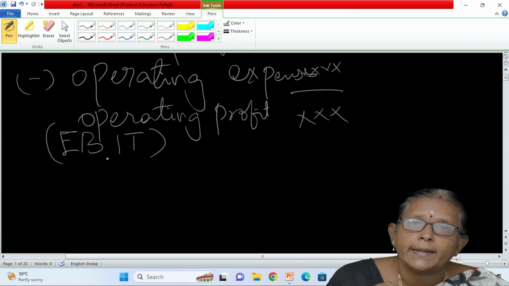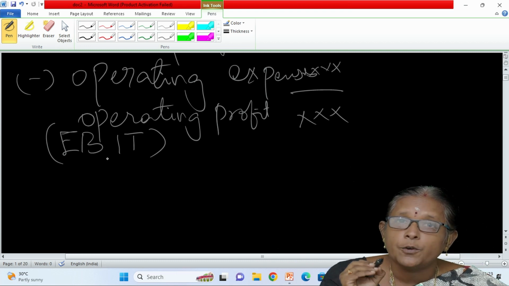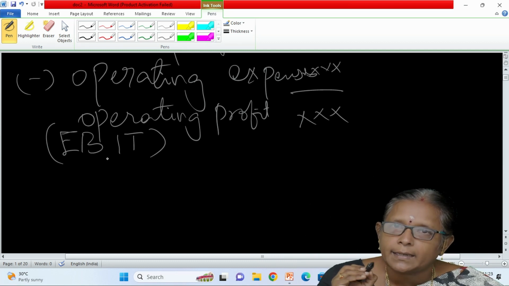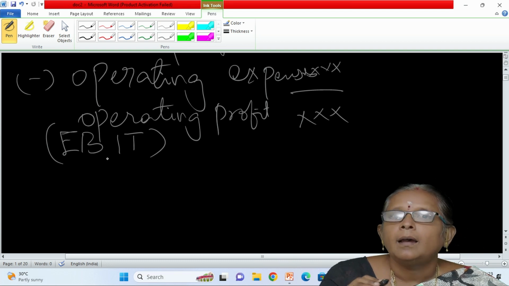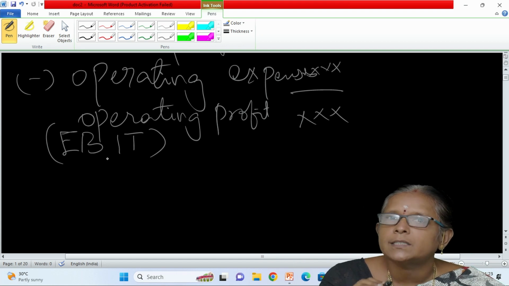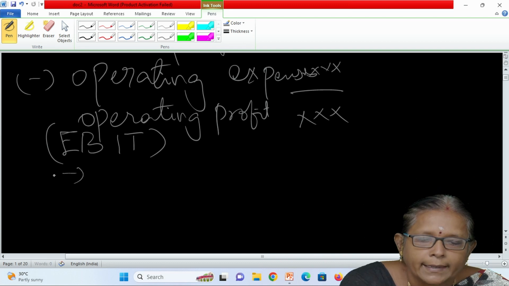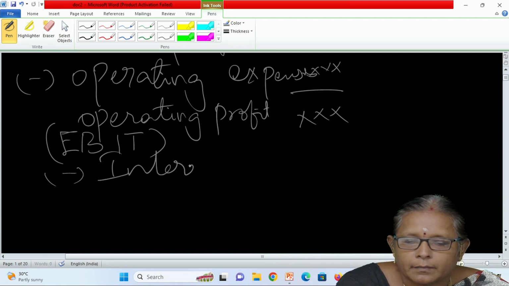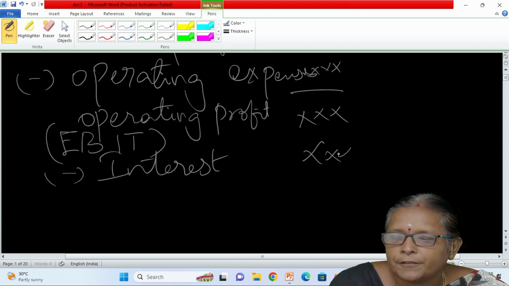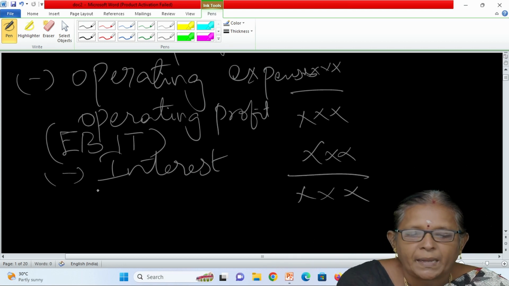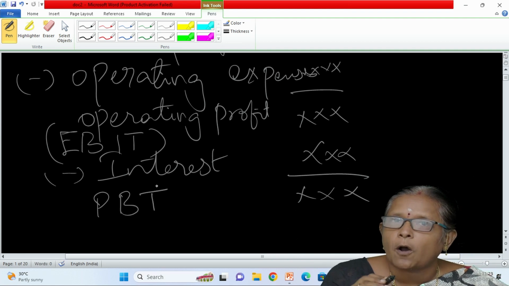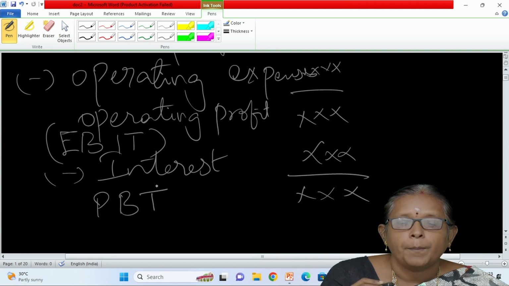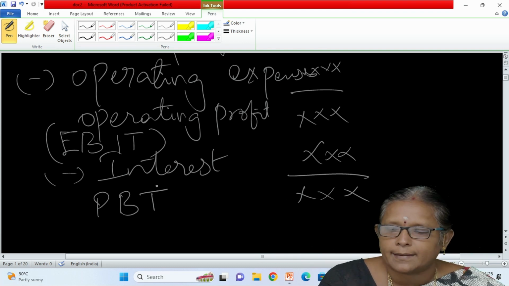Now you have to deduct interest, because first you have to pay the interest amount to the debenture holders and other creditors. Afterwards, you have to pay tax to the government. Then you will get the earnings available to equity shareholders. So first I am going to deduct interest. After deducting interest, you will get PBT, that means profit before tax.